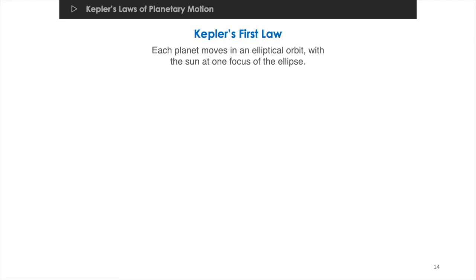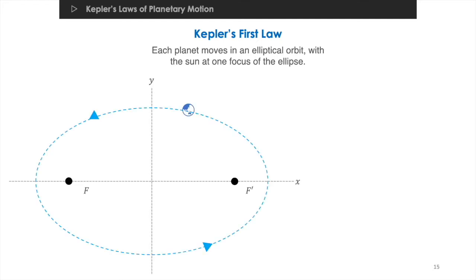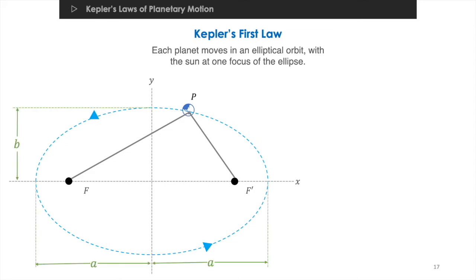Kepler's first law states that each planet moves in an elliptical orbit with the sun at one focus of the ellipse. To visualize this, let's review the geometry of an ellipse. An ellipse has two focus points, or foci. The sum of the distances from F to point P and from F prime to point P is the same for all points on the curve. The major axis of the ellipse has a length of 2a. So basically, the semi-major axis has a length of a. And the semi-minor axis has a length of b.